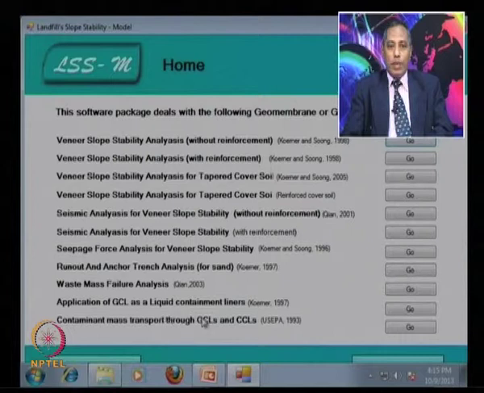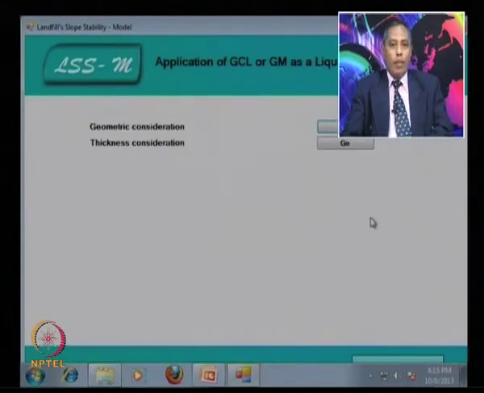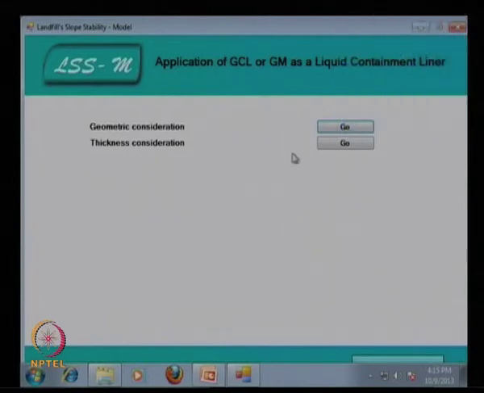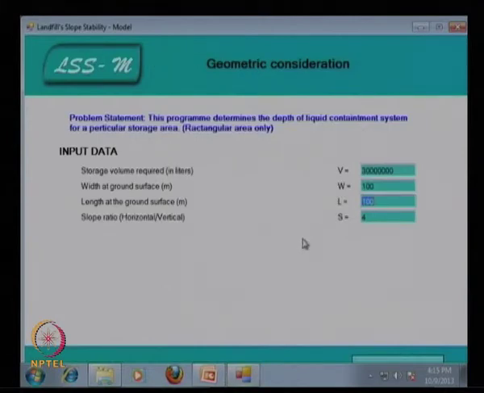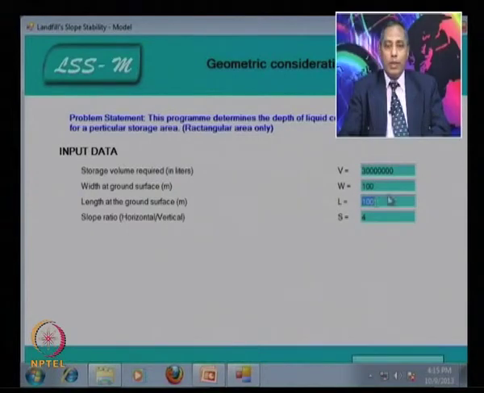So, application of the GCL as a liquid containment liner. Here, the geometric consideration and thickness consideration. This is important. I also mentioned this geometric and thickness consideration. This is the input data: what will be the storage volume required. Let us say this is V and this is in liter, and you know the width of the ground surface, that is 100 meter, length of the ground surface is 100 meter, and the slope ratio, that is horizontal to vertical, S is equal to 4.